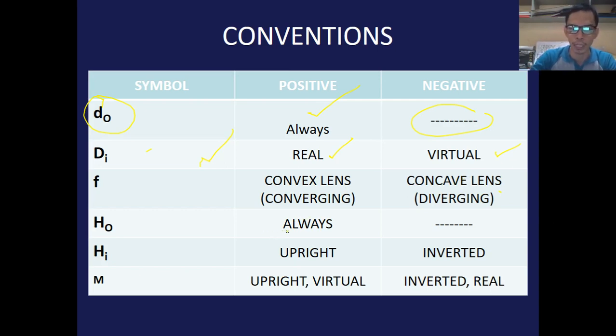Now, if we take a look at the height of the object, just like the distance of the object, there's no such thing as negative height of the object because that is the actual object that you are putting on the lens. For the height of the image, we have it upright if it is positive, and inverted if it is negative. Now, for the convention of magnification, if it is upright, automatically it is virtual. There's no such thing as upright real. So if you see already in the magnification that it is upright, that is a virtual image. And if it is inverted, that is a real image. So a real image is an inverted image. All right, so that's it.